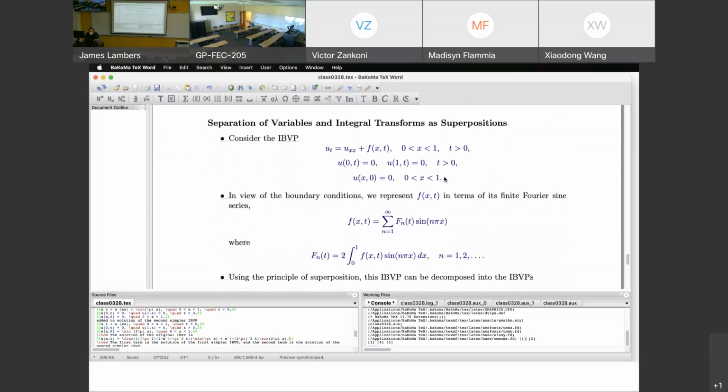And you don't have to solve it that way, but it's certainly something that you can do. Here's another way of decomposing a given IBVP into simpler problems. Again, using the same principle, called superposition, that applies to linear PDEs. So as an example, here we have a general non-homogeneous heat equation with some source term f of x, t. And then we have homogeneous boundary conditions and initial conditions.